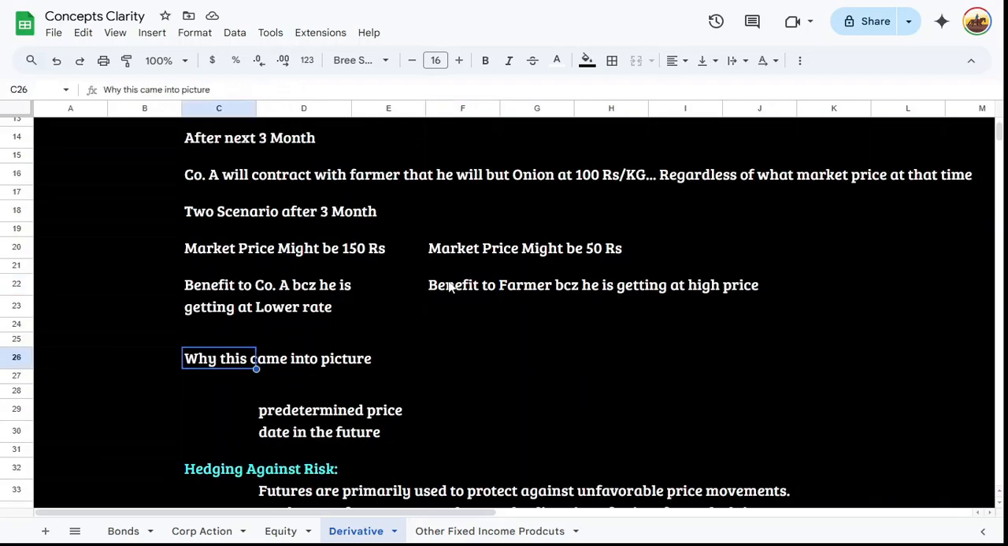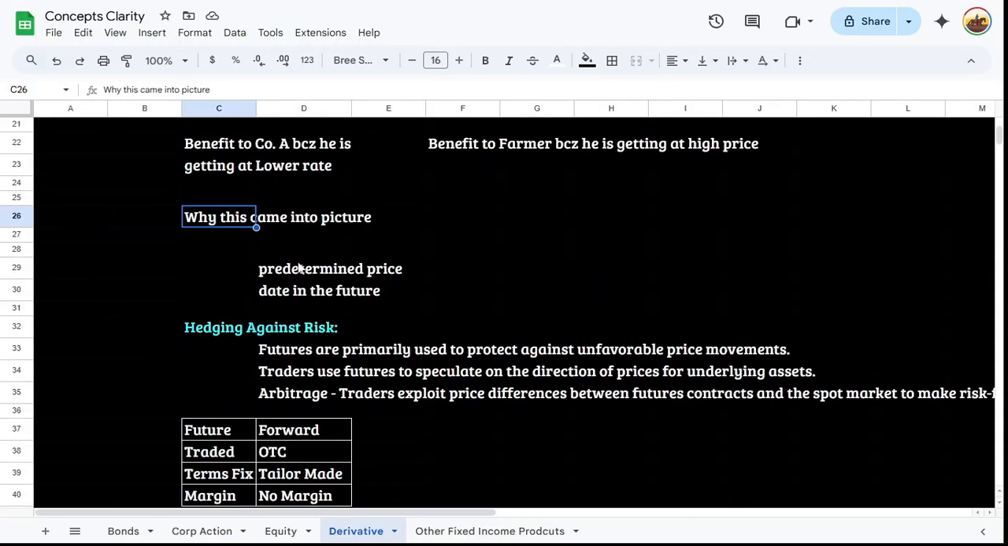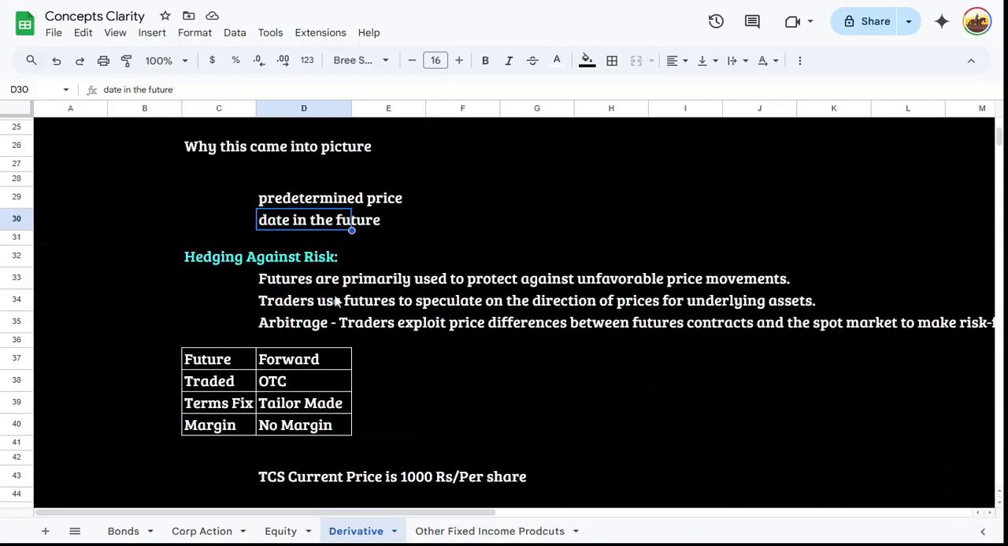So why did this come into the picture? Why did the company or farmer decide to do this beforehand? Firstly, understand there are two things that happen: they have predetermined the price and they have fixed the date in future. So in futures and forwards there are two important things: first is price and second is date. It is predetermined.